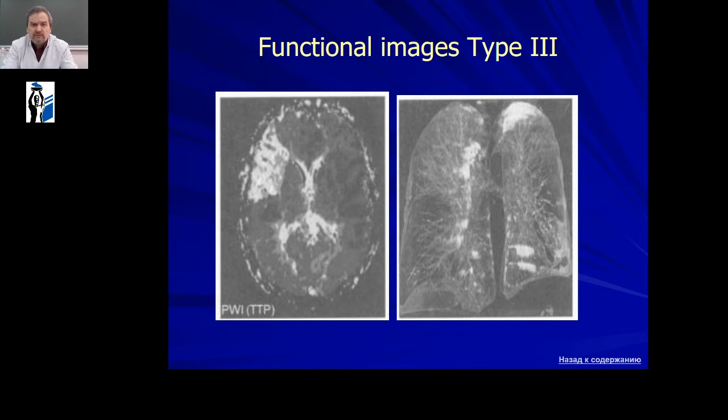And on this picture, we may see on the right side brain MRI, and on the left side contrast enhanced computer tomography.